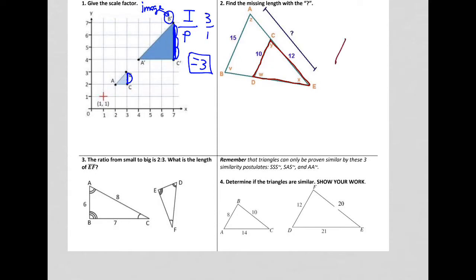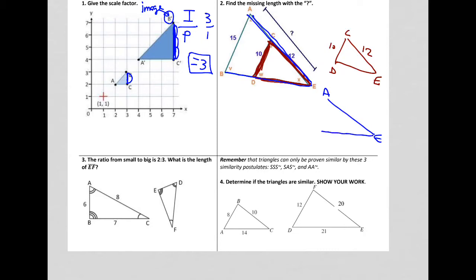Let's see, I'll just draw it over here. And that is C, D, E. And we have a length of 10 because CD is 10. CE is 12, and that's all we have on the small one. We don't have the bottom. So now we're going to do the other triangle. The bigger one goes from A to E. So we have A, E, and then it goes from E to B across the bottom.